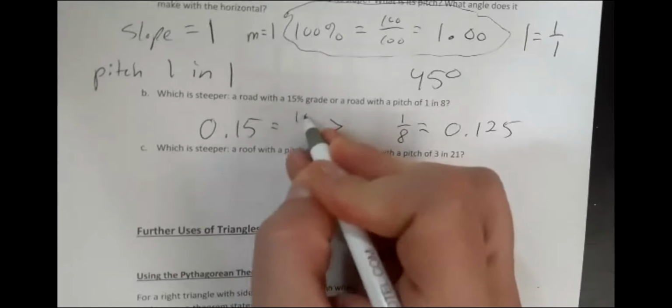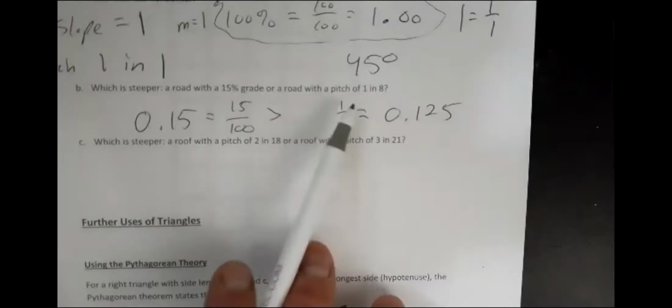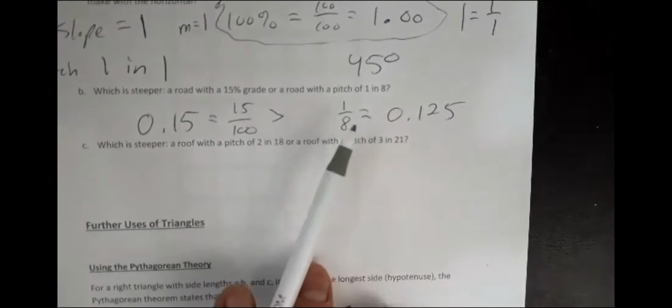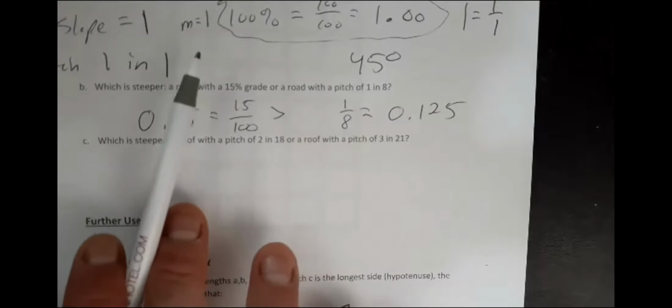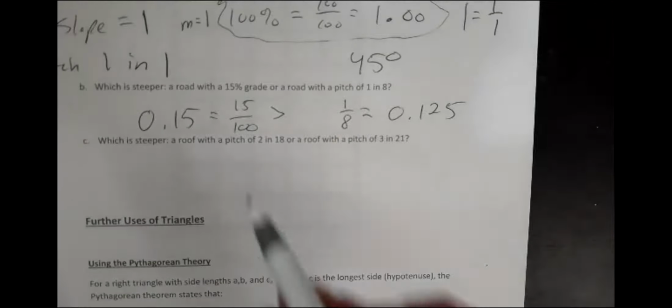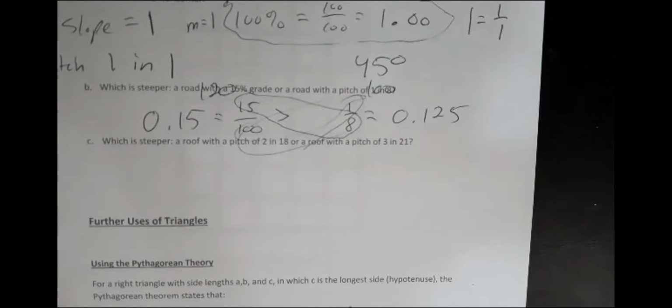Another way you could do it is knowing this is 15 over 100. You could look at these two fractions and do that sort of butterfly thing, if you do it correctly. 100 times 1 will give this 100. 8 times this will give this 120, I believe. What's that, 40? Yeah. So 120 would be larger than the 100. We're talking about going across here. But definitely the 15% is larger.